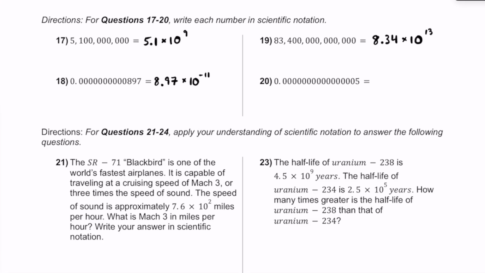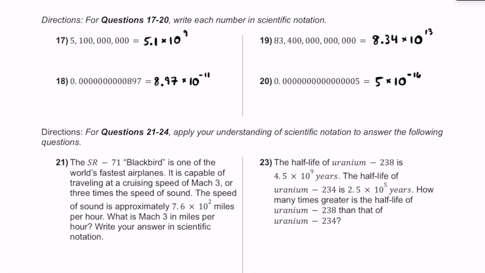For number 20, we have a very small number here. We need one whole number at the end, so we're going to move the decimal until it says 5. So you can write 5.0 or just 5 times 10 to the, and I'm just going to put a negative number here because I already know it's going to be negative. Let's see how many times we're going to move here. So it's going to be 1, 2, 3, 4, 5, 6, 7, 8, 9, 10, 11, 12, 13, 14, 15, and 16. So I believe this is going to be 5 times 10 to the negative 16th power.